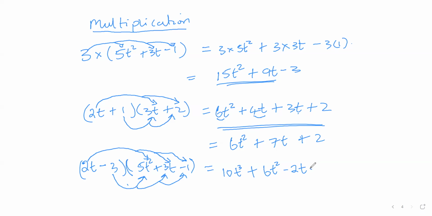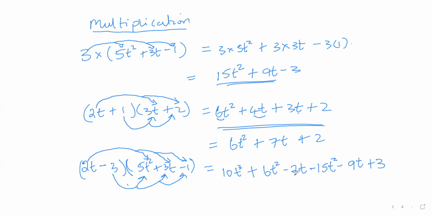It gives me a minus 15t squared. Then -3 times -3t. So -3 times 3, times positive 3t. Okay, -3 times 3 is a minus 9t. Then -3 times -1. Minus times minus is plus, positive 3.